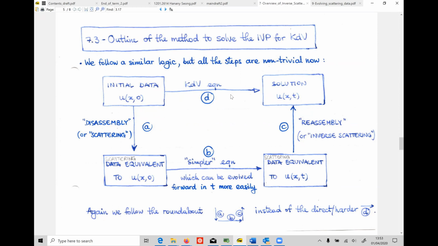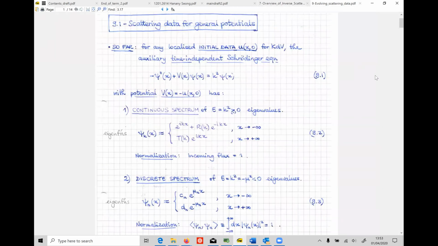In particular, there were three steps, two of which we have already discussed. The first step was to disassemble the initial data into some equivalent scattering data. That was step A. So let me remind you what that looked like. What we did was to take the initial data, the profile of the KdV field at time equals 0, to be, up to a minus sign, the potential in a time-independent Schrödinger equation, as you see here in equation 9.1. And then we looked at the solution of this equation, which is also an eigenvalue problem.